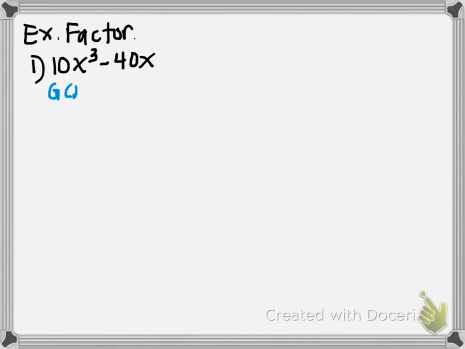For every one of these, we're going to ask that question. This particular problem, there is one, 10x. So I'm going to go ahead and factor out 10x from each of these. So I get 10x, and then the remainder is going to be 10x cubed divided by 10x is x squared, minus 40x divided by 10x is 4. Then what we're supposed to be looking at is, do we have the difference of squares?